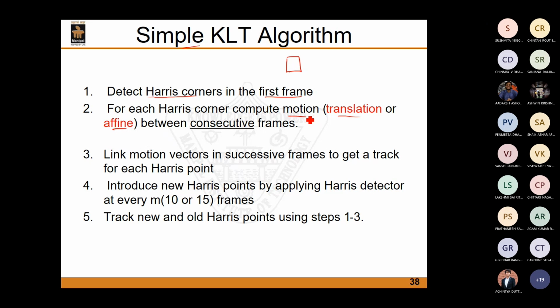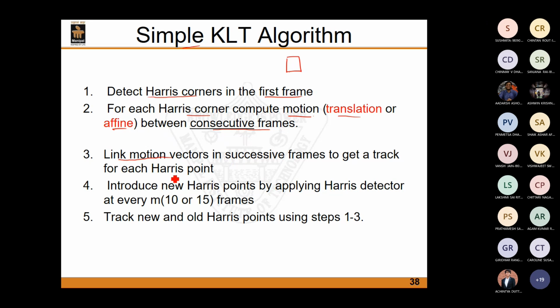So what we do here, whatever the type of transformation is, we will try to compute that particular motion for each of the Harris corners between successive image frames that you have. Then the next step is we try to link the motion vectors in the successive frames in order to get a track for each of the Harris points.